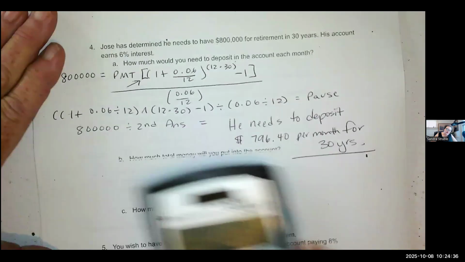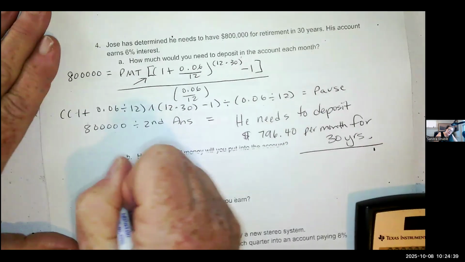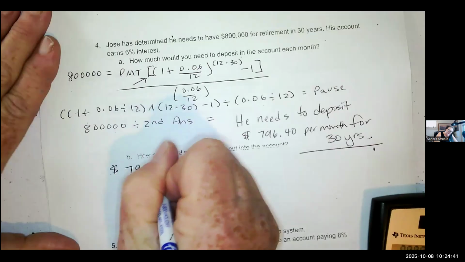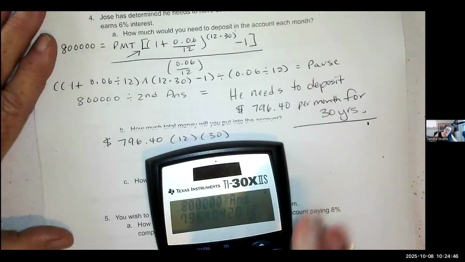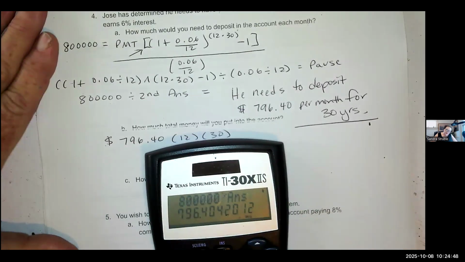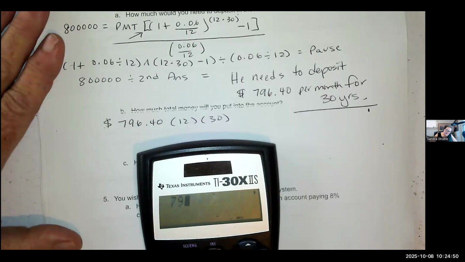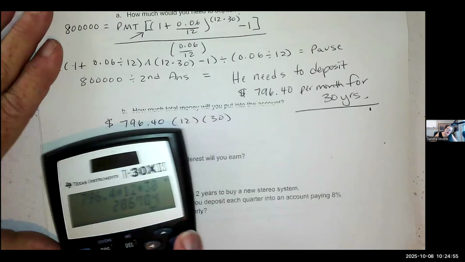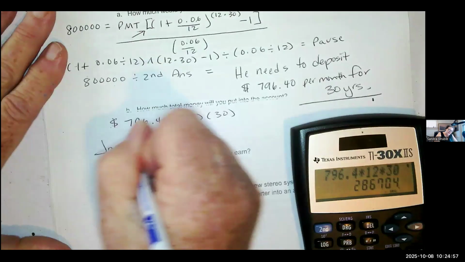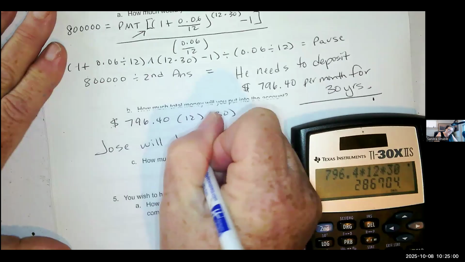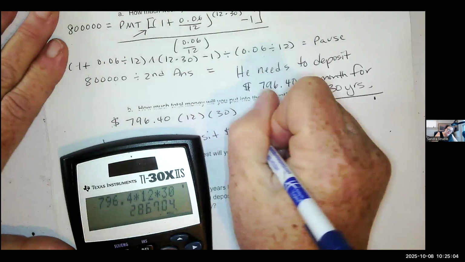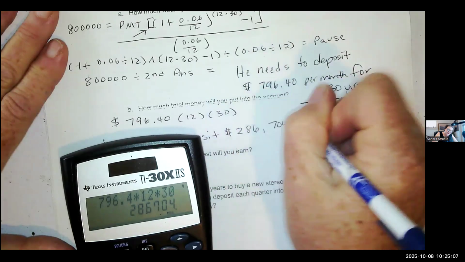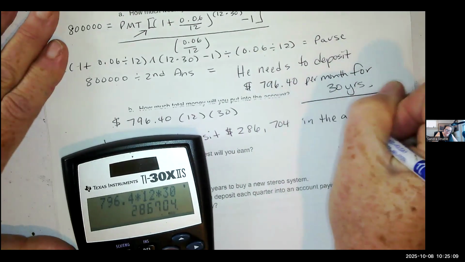All right, now let's find out how much money he actually puts in the account. And that's just the $796.40 per month for 30 years. So I have to clear my calculator because this has got more than 2 decimals. 796.4 times 12 times 30. So Jose will deposit $286,704 in the account.